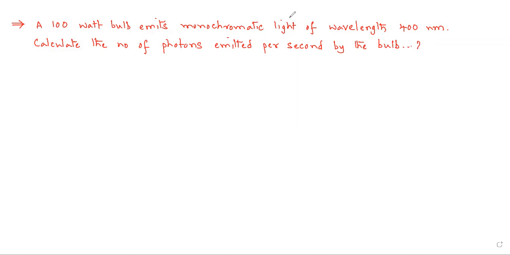This is interesting. They have given power, of course wavelength also, and they are asking you the number of photons. Come on. The power of the bulb is given as 100 watts. Do you know that power is energy by time?